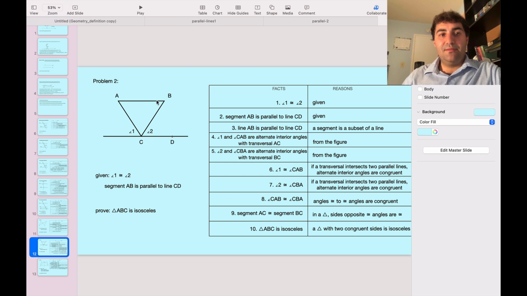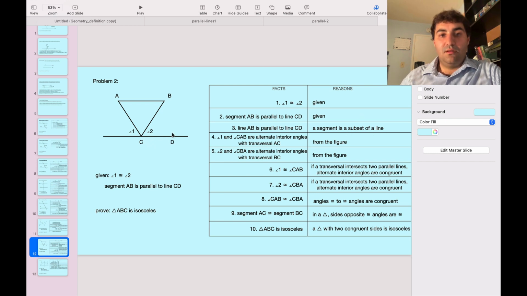Well, if the segment AB is parallel to line CD, then the line AB is too, because segment AB is just a subset of line AB, right? We just extend it, but that doesn't affect it being parallel to line CD. It just stays the same. So we can just write down that line AB is parallel to line CD. I'll write "a segment is a subset of a line" as the reason.